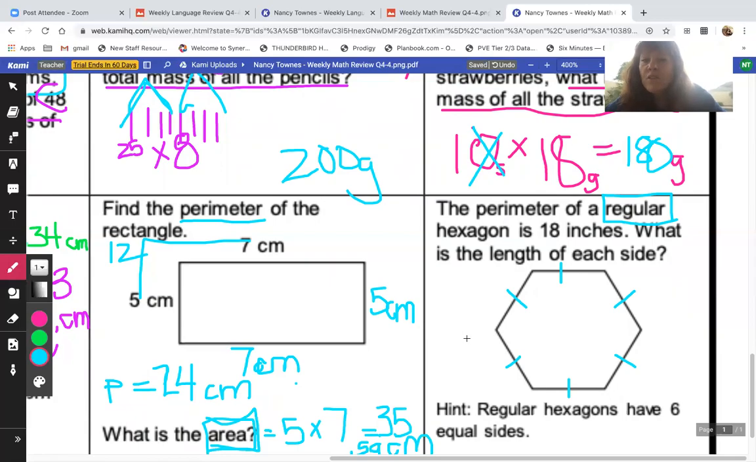So the perimeter total, if we add them all up, 6 sides, is going to be 18. Perimeter is plus. So I know that if 18 is the total, then I'm going to have to add something up 6 times, right? So 6 times what number equals 18? That would be 3, right? Because 3 times 6 is 18. So each of these sides would be 3.